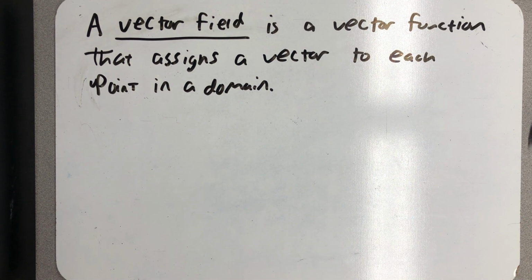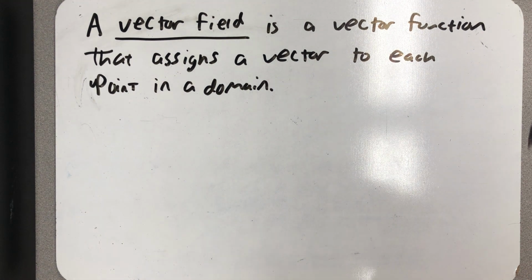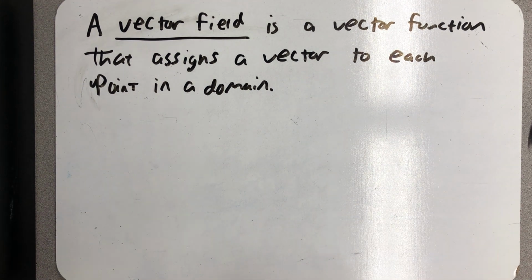A vector field is a vector function that assigns to every point in a domain a vector. And so I could assign every point in this room the airspeed and direction, right? The velocity of the air.